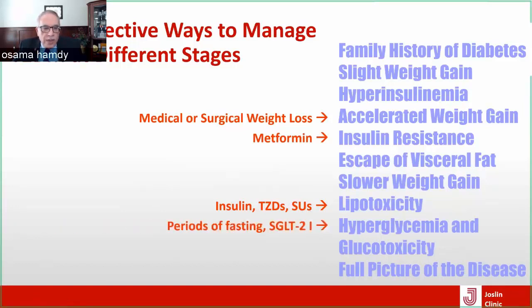Now, when you have hyperglycemia and glucose toxicity, we know that SGLT2 inhibitors can be very valuable in eliminating some of the glucose from the circulation and clearing a big part of the glucose toxicity. GLP-1 is a very efficient medication in the very early stage when there is accelerated weight gain and in the full picture of the disease. So it looks like a combination of metformin, SGLT2 inhibitor, and GLP-1 analogs, with the addition maybe sometimes of a small dose of sulfonylurea or TZDs, or even insulin if needed in the process of glucose toxicity.